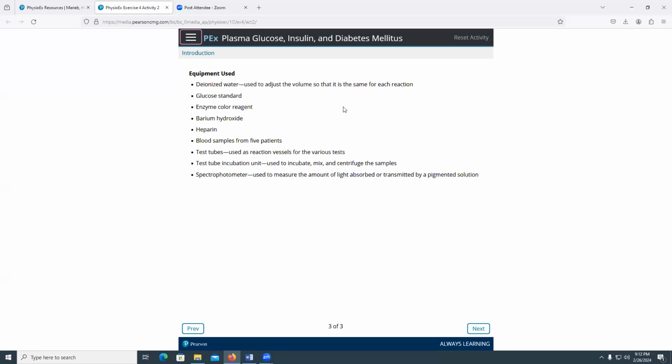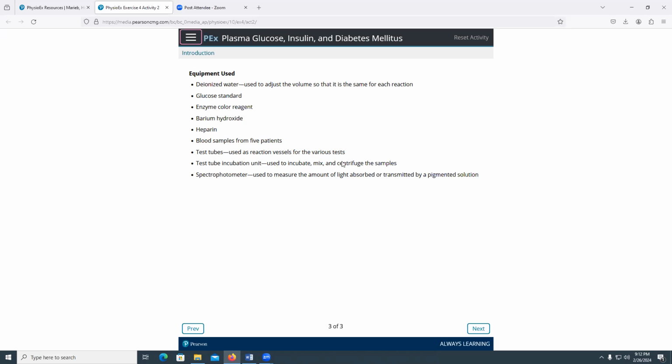And then I have barium hydroxide, which is responsible for reacting and removing all proteins and all substances that may interfere with my experiment, because I'm running the experiment to subject the light onto the glucose. So I do not want light to be interacting with anything else, proteins, plasma, or anything. I need to remove all of that. And then heparin will prevent any blood clots in those blood samples. And then I'll have blood samples from 5 patients.